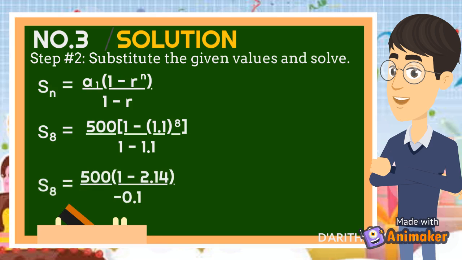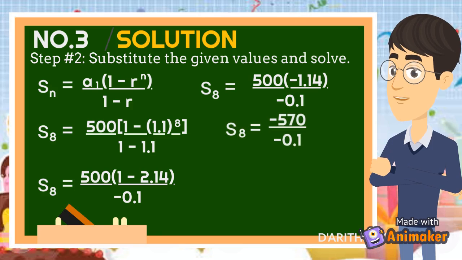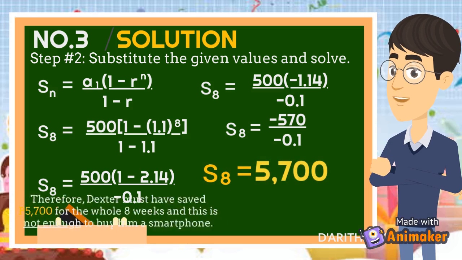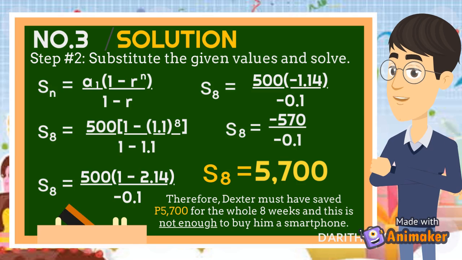Next, we obtain S sub 8 equals 500 times the quantity of 1 minus 2.14. Note that 2.14 comes from 1.1 raised to 8, all over negative 0.1, as the difference of 1 and 1.1. Next we will subtract 1 by 2.14, which will give us negative 1.14 inside our parenthesis. So, we now have S sub 8 equals 500 times negative 1.14, all over negative 0.1. Followed by S sub 8 equals negative 570, as the product of 500 and negative 1.14, divided by negative 0.1. For our final answer, we will just simply divide negative 570 by negative 0.1. This gives us the quotient of 5,700. Therefore, Dexter must have saved 5,700 pesos for the whole 8 weeks, and this is still not enough to buy him a smartphone. So, that concludes our problem for today.